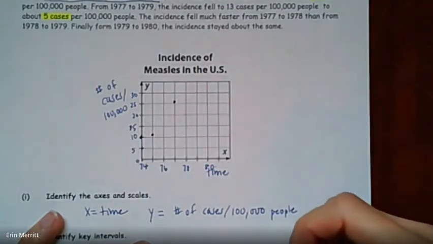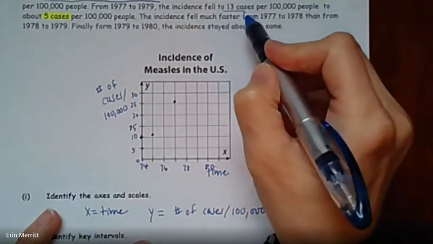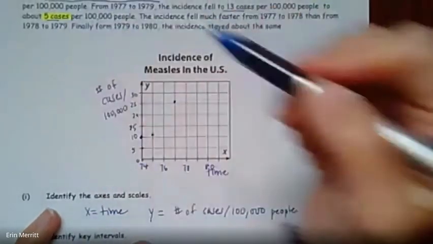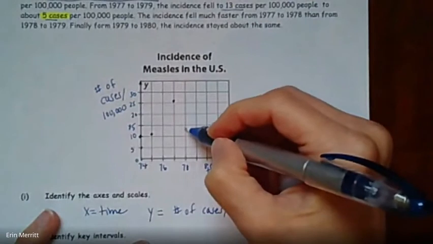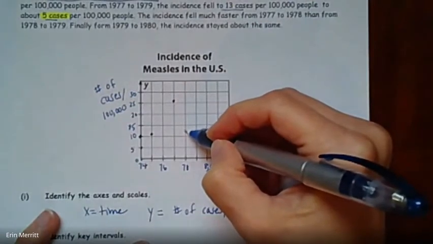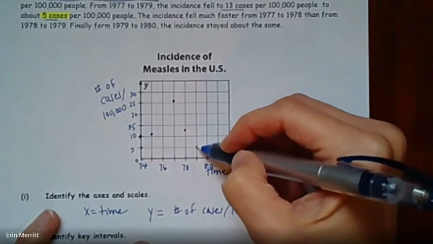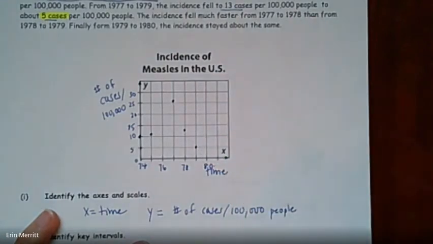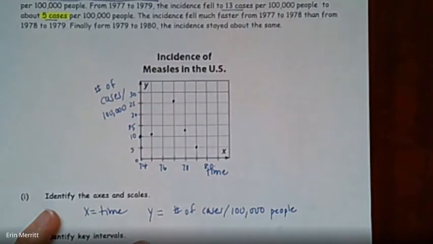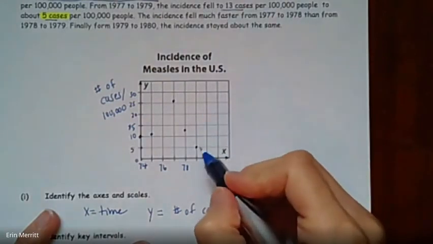And then it says from 77 to 79, the incidence fell to 13 cases per 100,000 people to about 5 cases. All right, so the way I would interpret that, when it says it fell to 13 and then to 5, I'm going to assume that 78 is the 13 cases. So kind of halfway-ish there. And then in 79, all the way down to 5 cases. All right, and then finally, the incidence stayed about the same from 79 to 80.